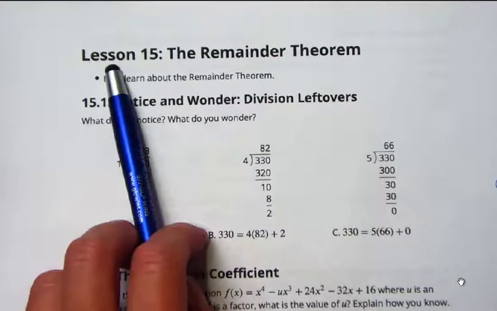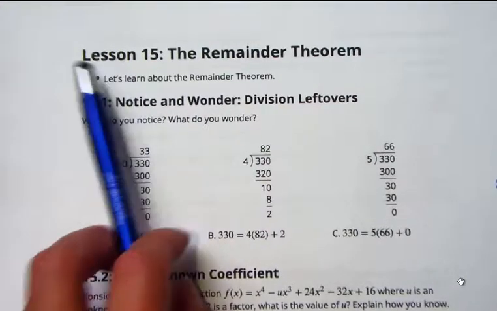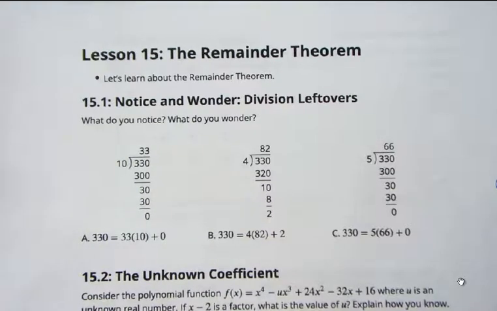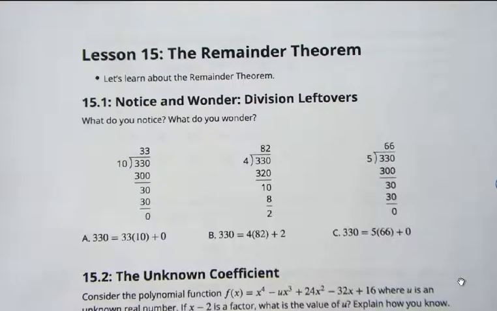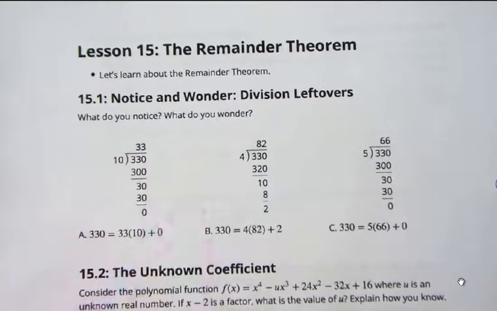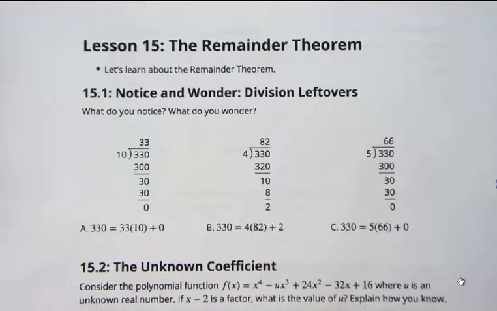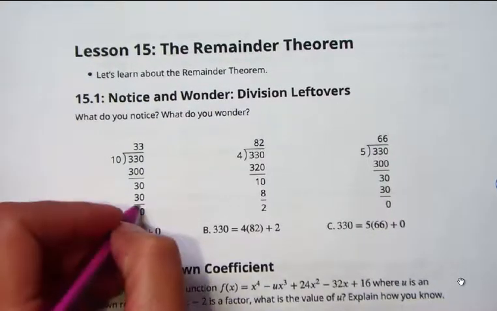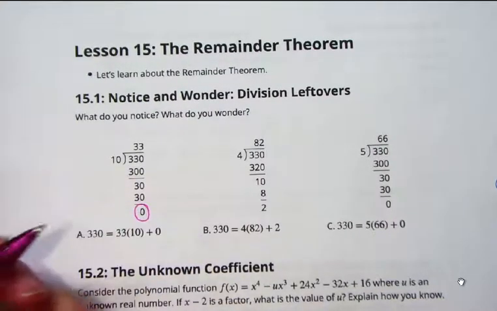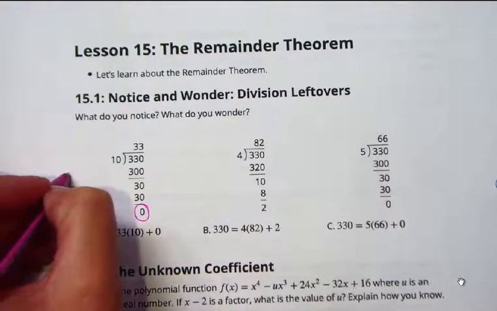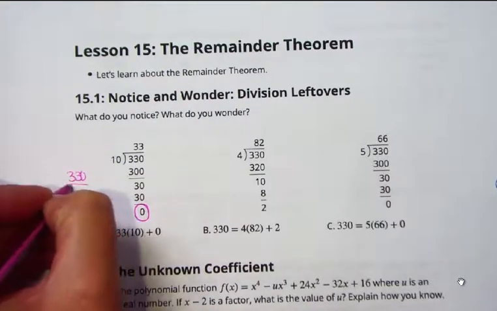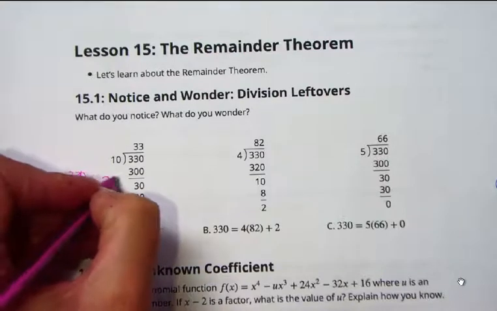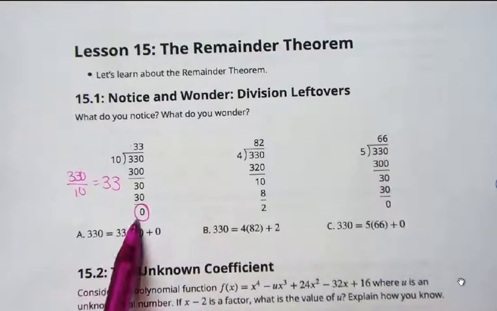Hello, it's time for Unit 2, Lesson 15, where we're going to continue our use of polynomial division, but this time we're going to have remainders. So one thing that they do is they start us off with a notice and a wonder, and we notice with long division and numbers that there are times when numbers divide unevenly. So 330 divided by 10 is an even answer of 33 with no remainder.